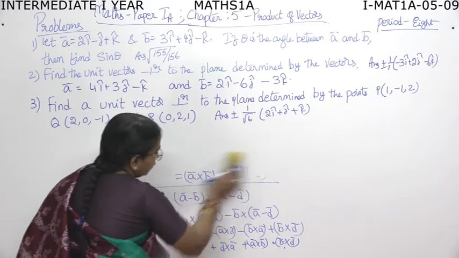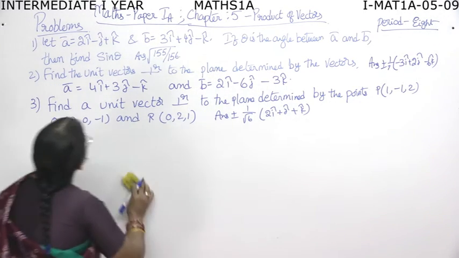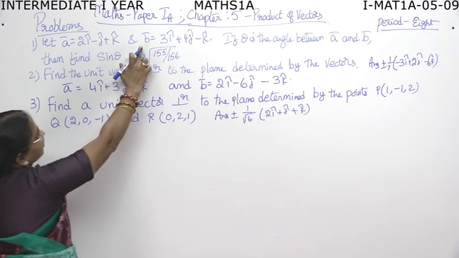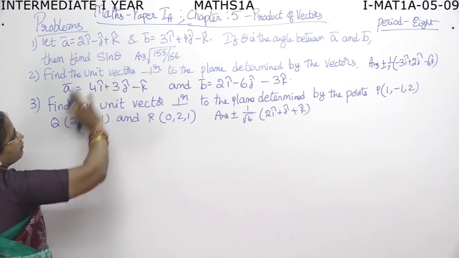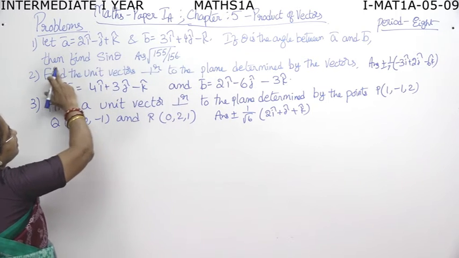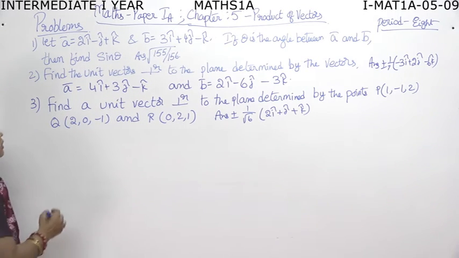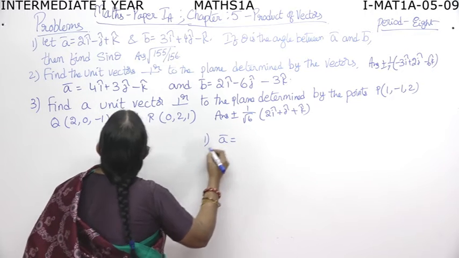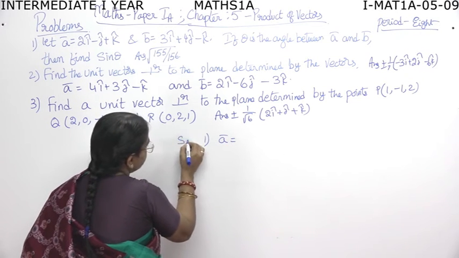Now, see, these are the three problems. First one is, you are given A vector, B vector. A and B are vectors. Theta is the angle between them. Then find sine theta. That is the problem. So first one solution. You are given A vector as the first solution of the first problem.